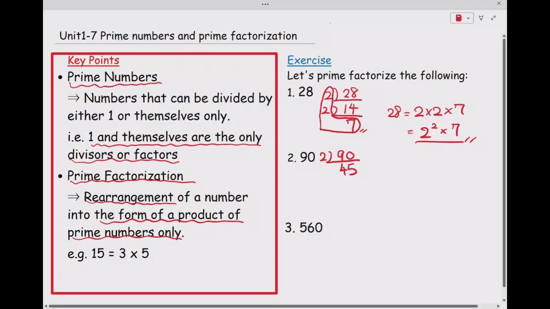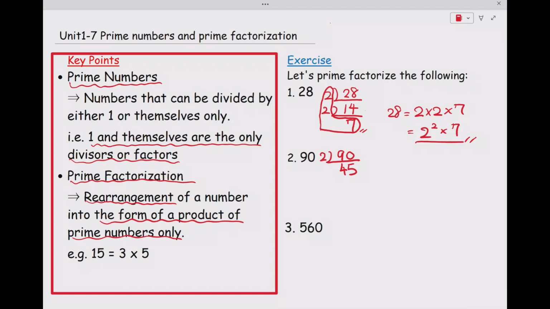Next, what can divide 45? 45 can be divided by 3 or 5. How do we know whether a certain number can be divided by 3 or 5? There is a very useful method to find out whether the number is divisible by 3 or 5. A number is divisible by 3 if the sum of its digits is divisible by 3. For example, 531.